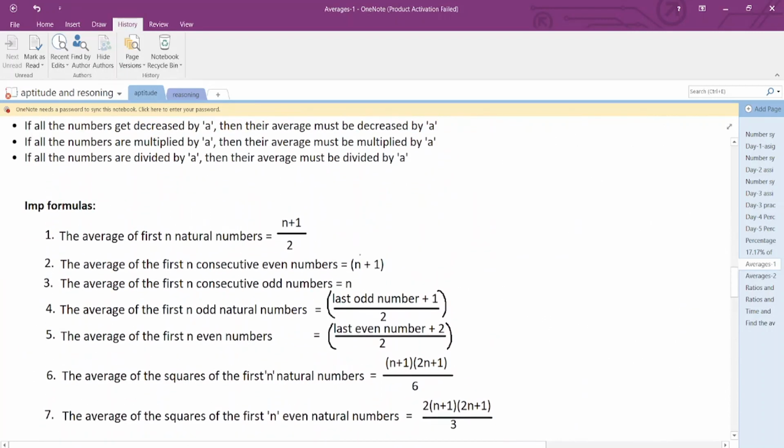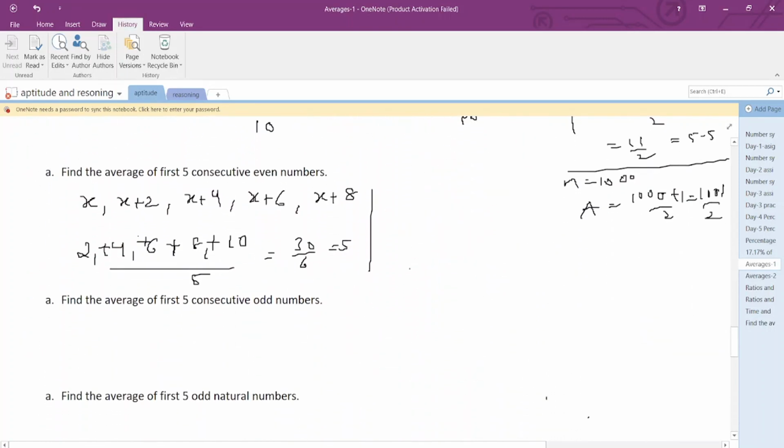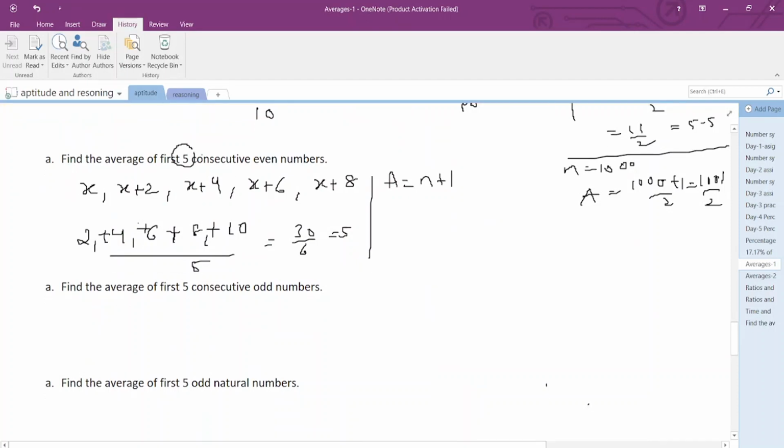So in that case you can directly take the n plus 1 formula. So let's solve this first 5 consecutive even numbers. What is the formula? n plus 1, right? So here what did the question give for n? They gave 5. So directly take n is equal to 5. Then add together, so you get average is equal to 6. Sorry, here it is 5 and here it is 6.